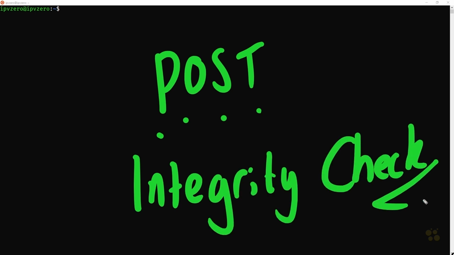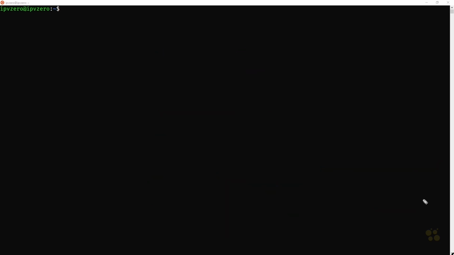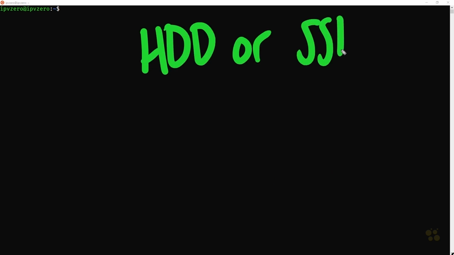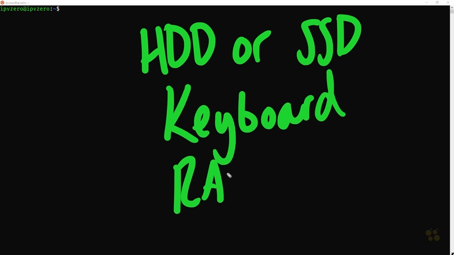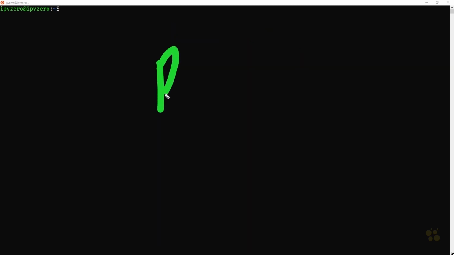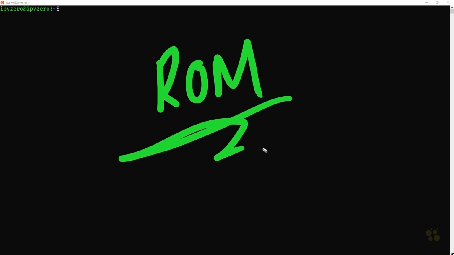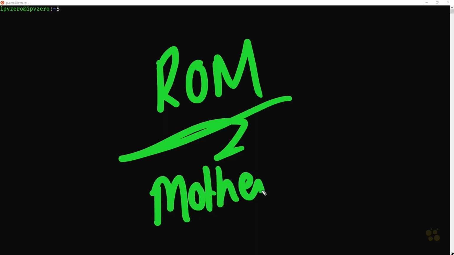So ultimately, the power on self-test is going to test things like hardware operability. So things like your hard drive, that might be a solid state drive, things like your keyboard, and maybe a little test of the RAM. Now, a key thing to remember is that the BIOS runs from ROM, read-only memory. And this effectively comes from the motherboard of your computer.